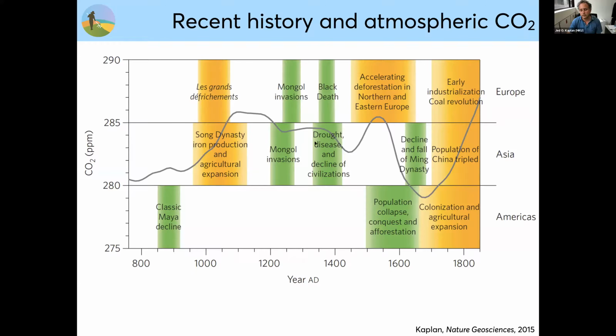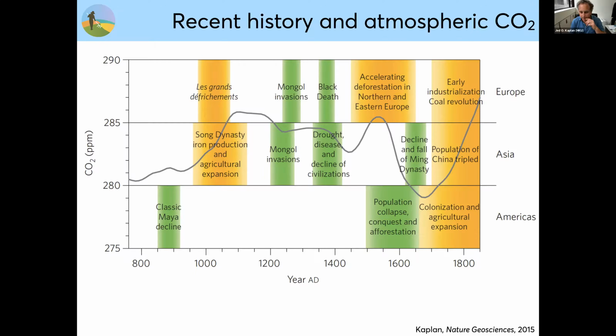Mongol invasions and Black Death and drought and disease are causing CO2 to drop. Another period of rising deforestation leads to rising CO2, and then this big drop in CO2 being caused by the collapse of the indigenous populations of the Western Hemisphere.